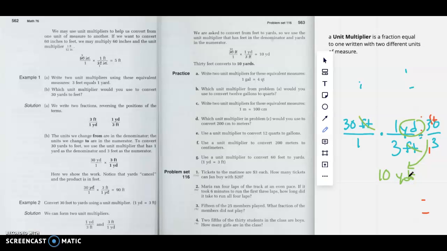Yep. So that is that. Guys, I want you guys to do the practice. It gives you all of the unit multipliers in the word problem. So that's pretty cool. And then get it checked by a parent and then do your problem set.